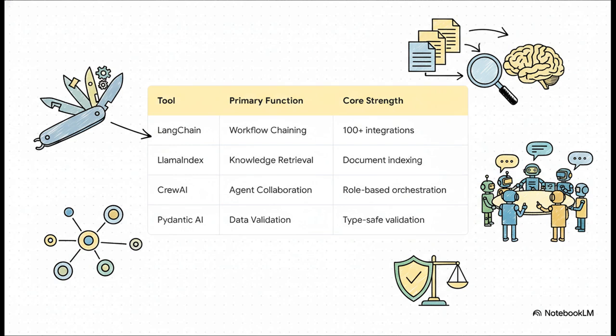If you're building a really complex app that has to chain multiple AI calls and talk to a bunch of external APIs, LangChain is your Swiss Army knife.